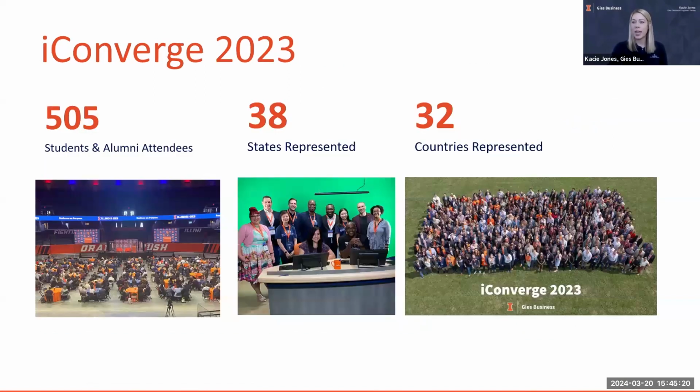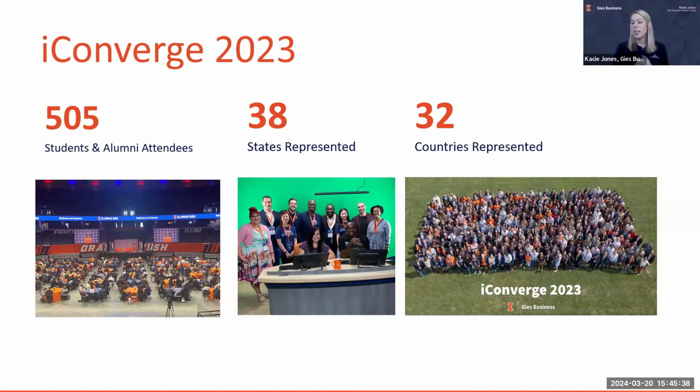These are pictures from our recent iConverge. As you can see, just over 500 students. This middle picture here is actually done in our studio. So that's where our live lectures happen. They're very similar to a news or production studio. You know, you've got that green screen.